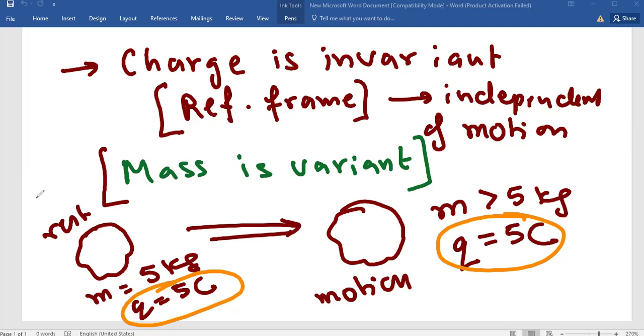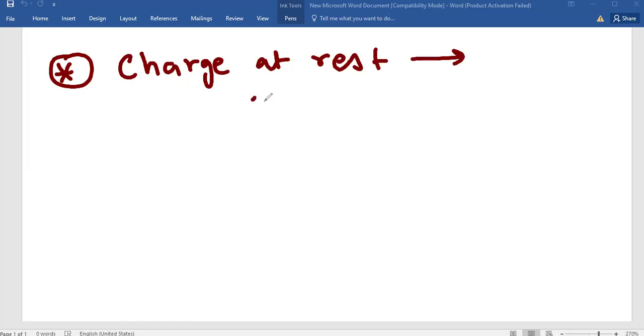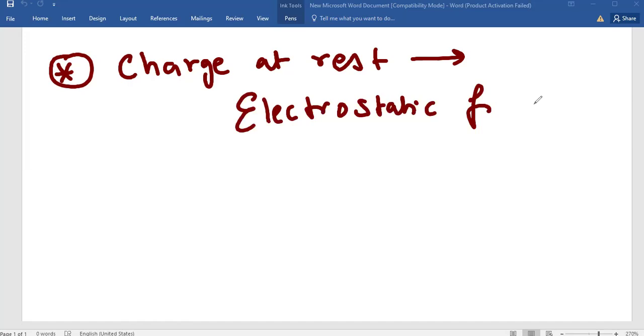Okay. Now we will look into some interesting property which leads to electromagnetism. That is, any charge at rest produces an electric field around it. In fact, an electrostatic field around it. This is the beautiful property. Charge at rest will produce an electrostatic field around it.